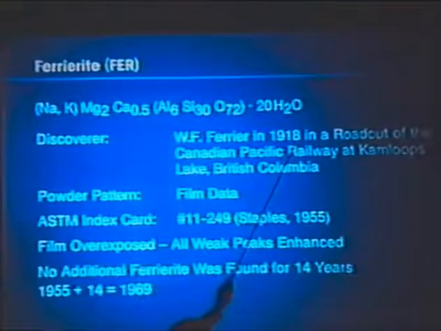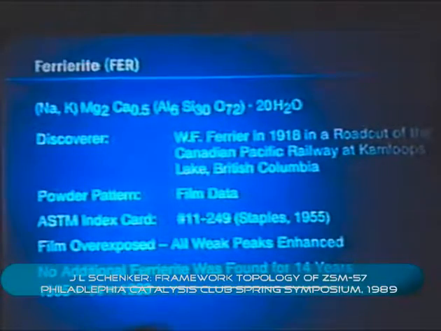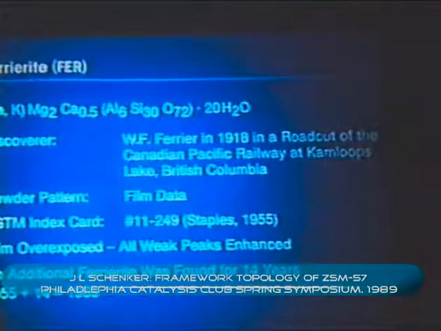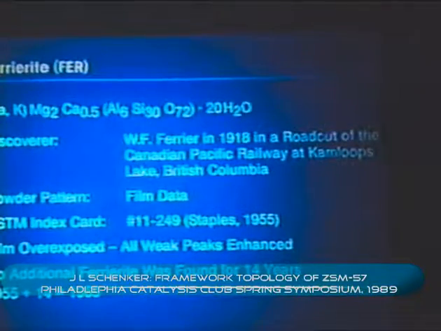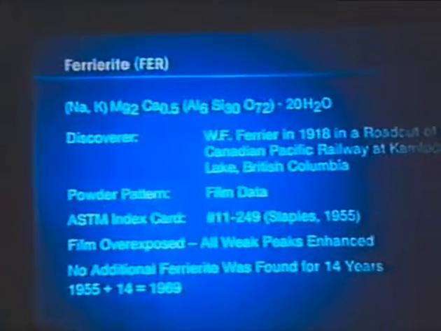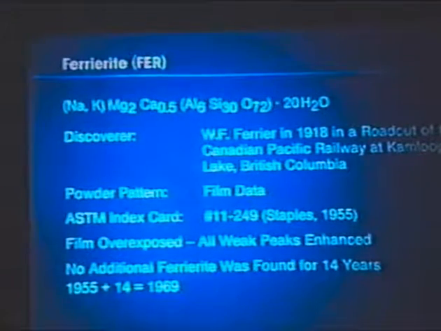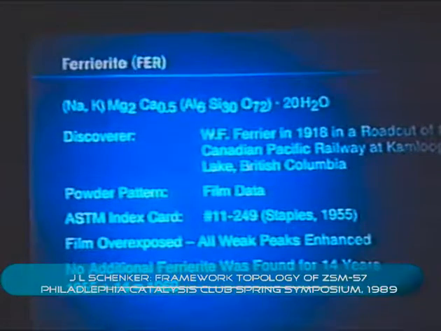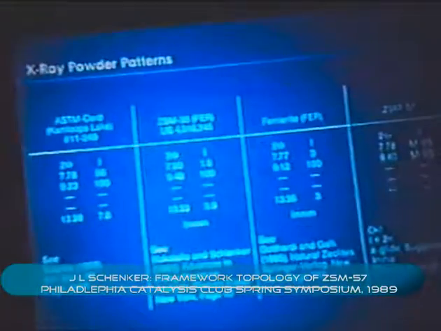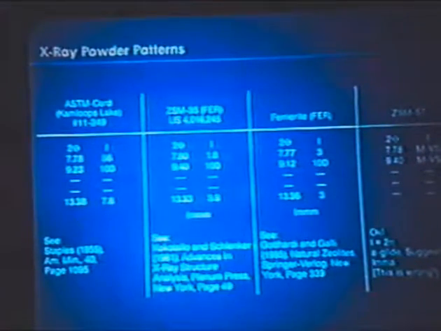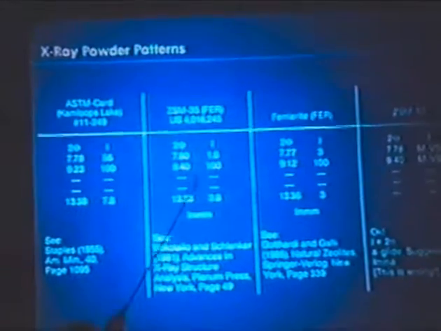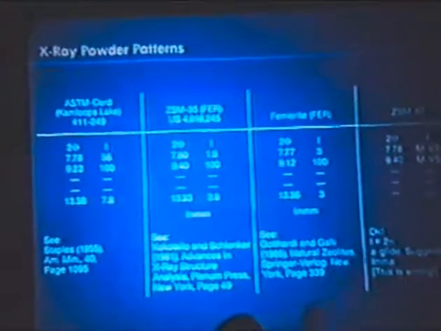It was discovered in 1918 at Kamloops Lake, British Columbia. And for a long, long time, the only data on the zeolite was on the ASTM index card 11249. After this discovery in 1918, they didn't find another sample of ferrierite until 1969. So this was the only pattern. This is a comparison of the patterns from this index card, ZSM-35, ferrierite, and ZSM-57.